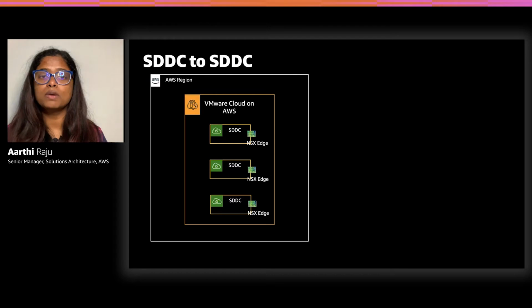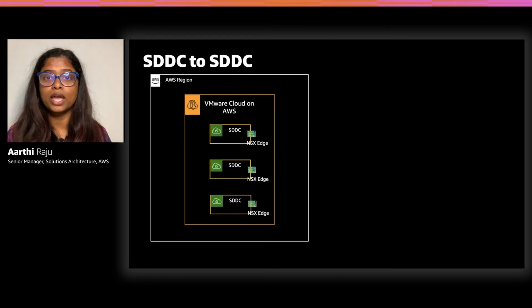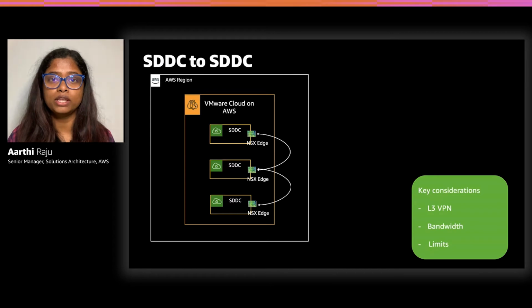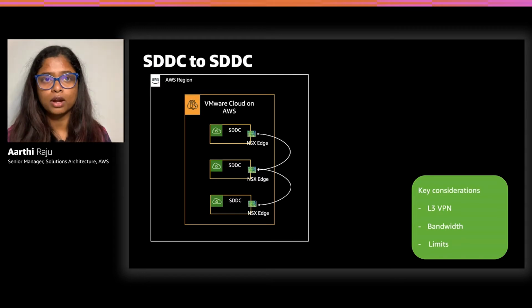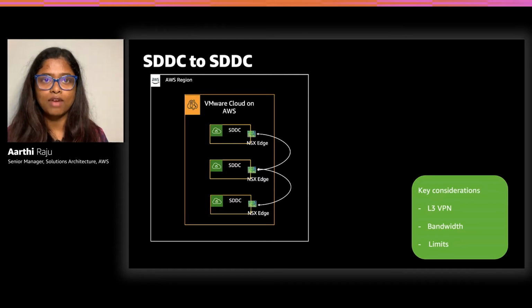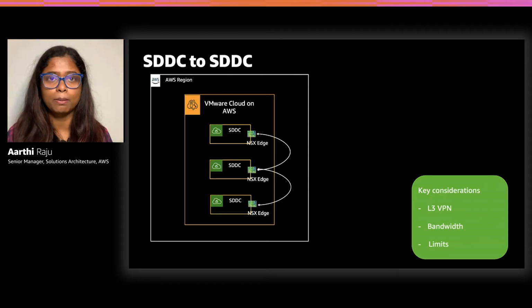How about customers having multiple SDDCs that need to communicate with each other? Given that there is an NSX Edge at each of these SDDCs, customers can simply create a VPN connection between these SDDCs. So going back to our design bubble, this is again a layer 3 VPN connection. So you have the bandwidth that comes in. NSX Edge is capable of doing up to a certain amount of bandwidth, depending on the host type that you have, whether it's i3.metal or i3en.metal, and also the number of packets per second that you're sending across these edges. There's also a limit on the number of VPN connections you can have as you grow these SDDCs into larger amounts.